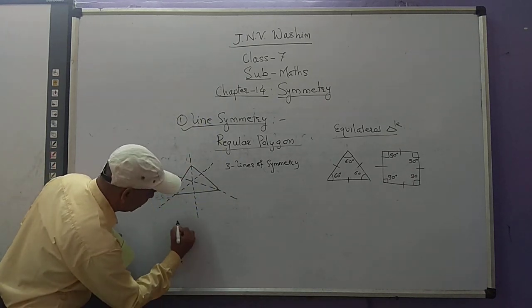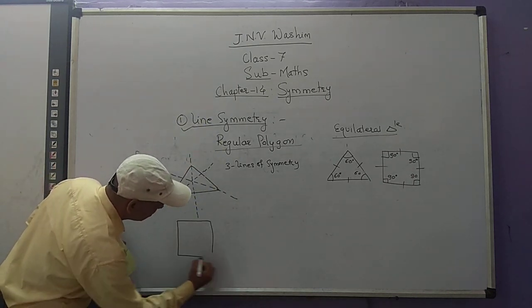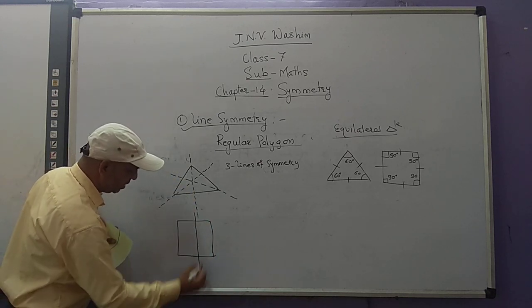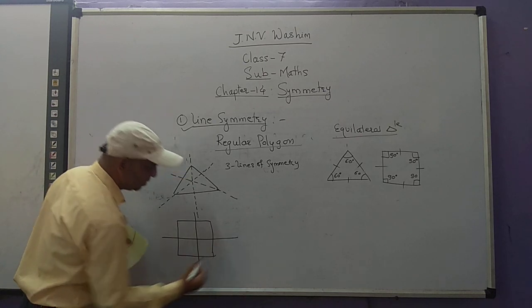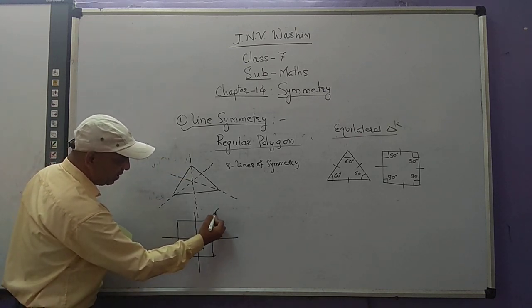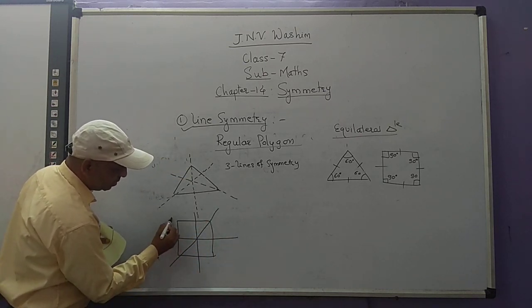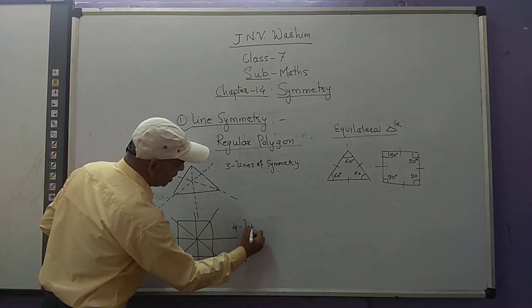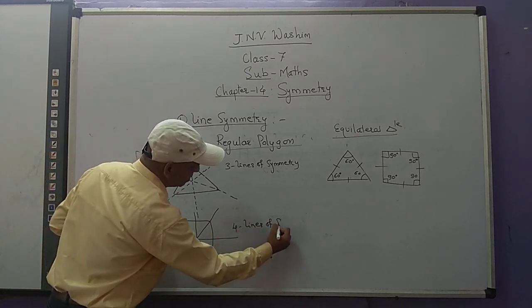In case of square, this is the first line of symmetry, vertical. This is the second line of symmetry, horizontal, and diagonally. So in a square there are four lines of symmetry.